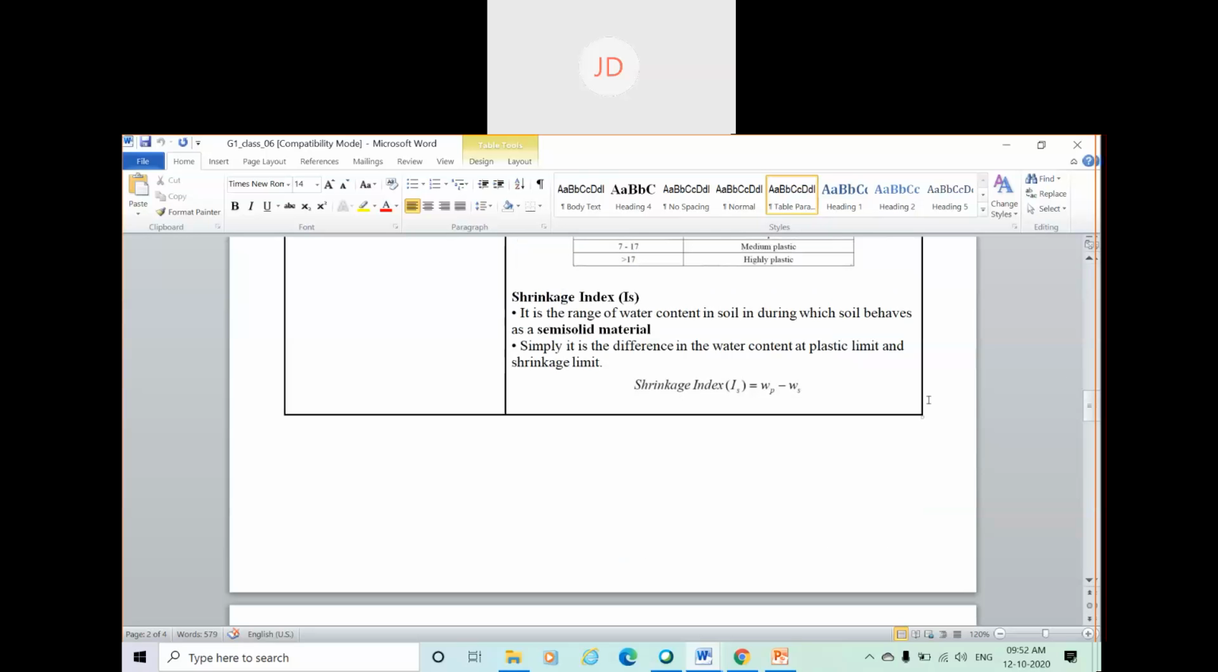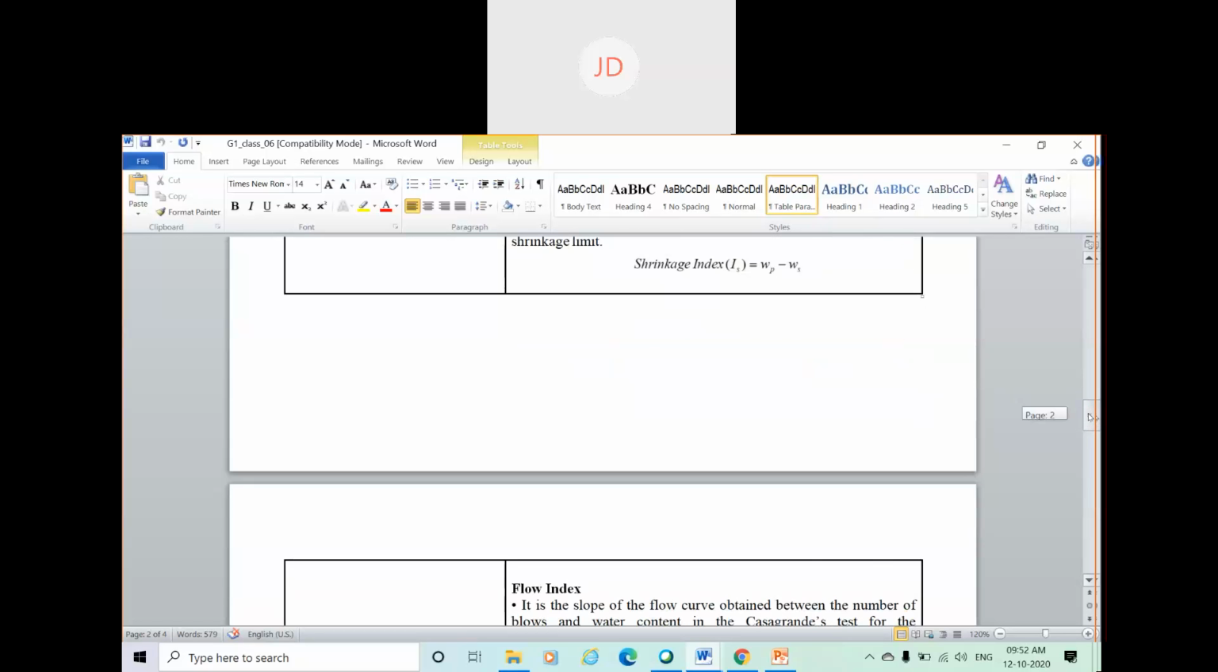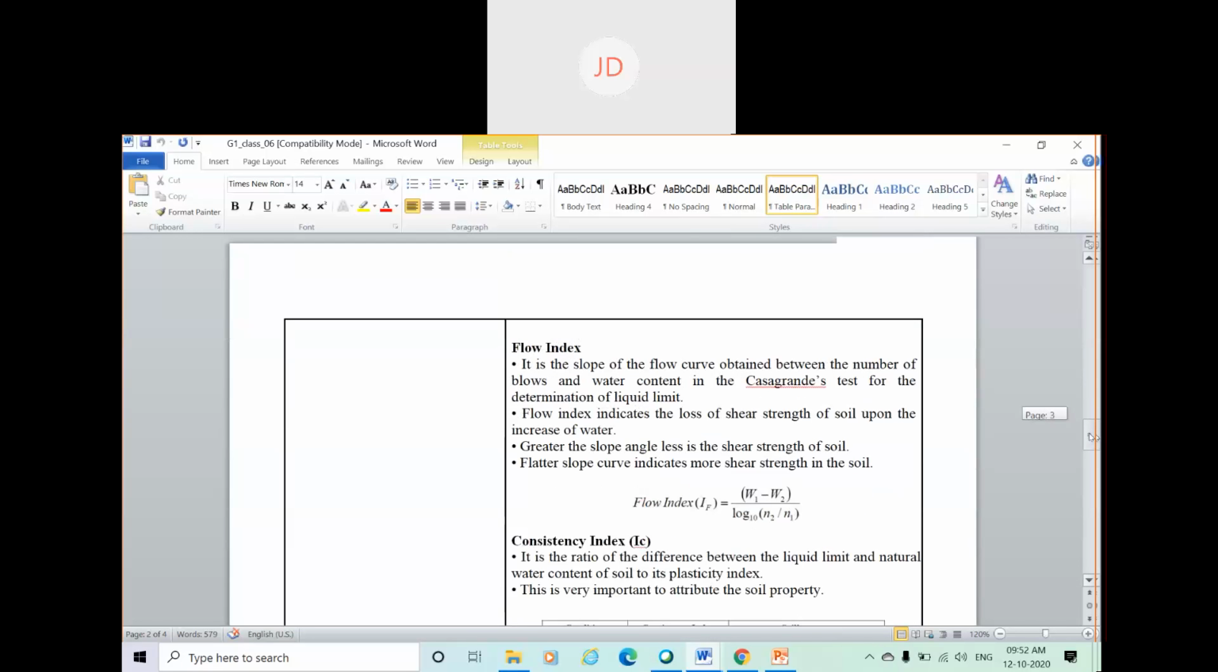Next, shrinkage index is also there. In the same way, it is defined as the difference between plastic limit and shrinkage limit, the difference in the water content at plastic limit and shrinkage limit. It is also defined as the range of water content at which the soil behaves as a semi-solid material. From the diagram only, you can understand. It's a very simple, small definition.